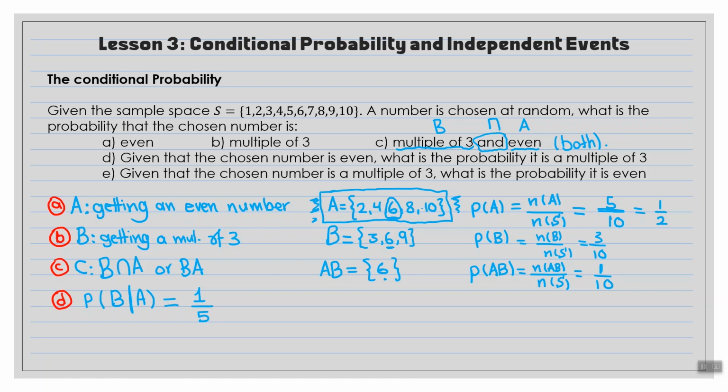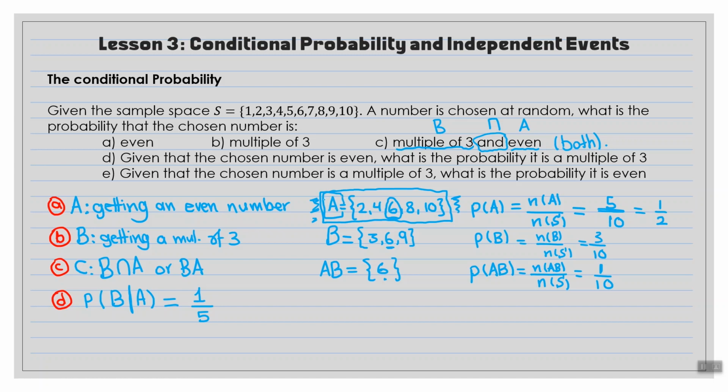Now, look at this, guys. When I told you that the number that you have chosen is even, then this means now that your sample space is no longer from 1 to 10. No, your sample space is only the even numbers from 1 to 10. Your sample space has changed. Your sample space has become A itself. So now A has become your sample space.